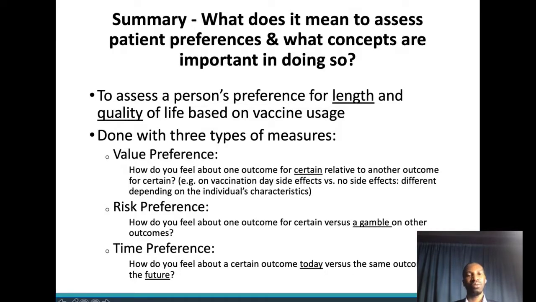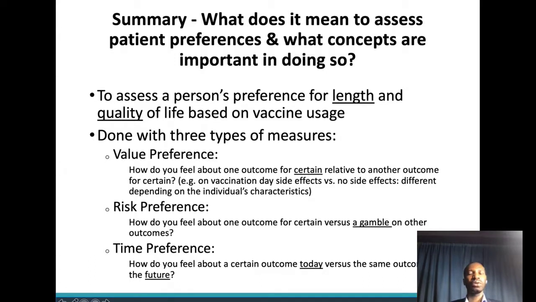we have three types of measures. We can value preferences. For example, how do you feel about one outcome for certain relative to another outcome for certain? This a classic example, a simple example would be on vaccination day side effects versus no side effect at all. These may be different depending on the individual's characteristic.